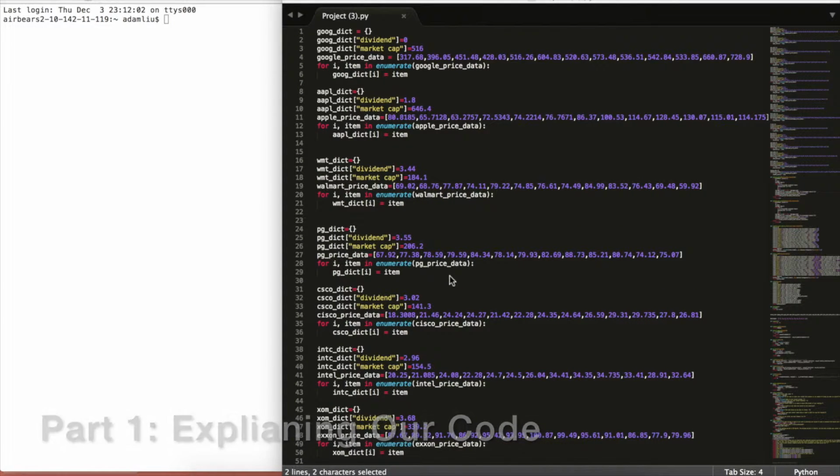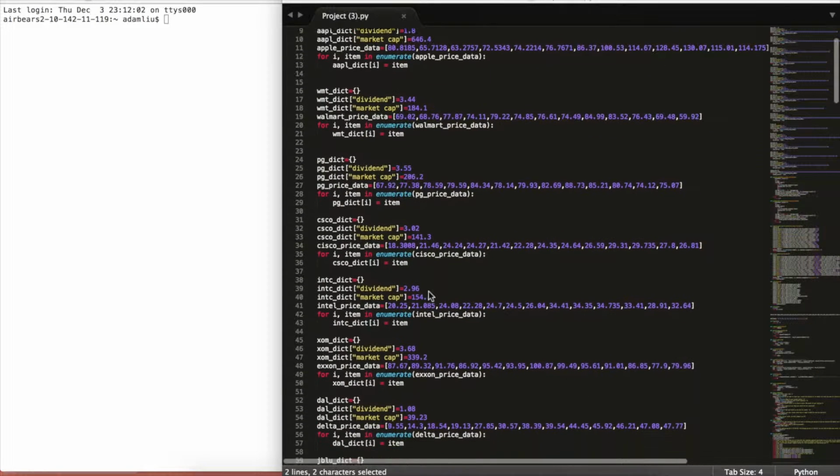We created a dictionary for each stock, like Google_dict, and in that dictionary we have dividend, market cap, as well as price data. Dividend describes the amount of return every quarter, in addition to the speculative growth of the stock. Market cap describes the overall size of the company. And then we have a function called enumerate, which gives each value in the Google price data or Apple price data a value in the dictionary, usually according to the index of the item in the list.